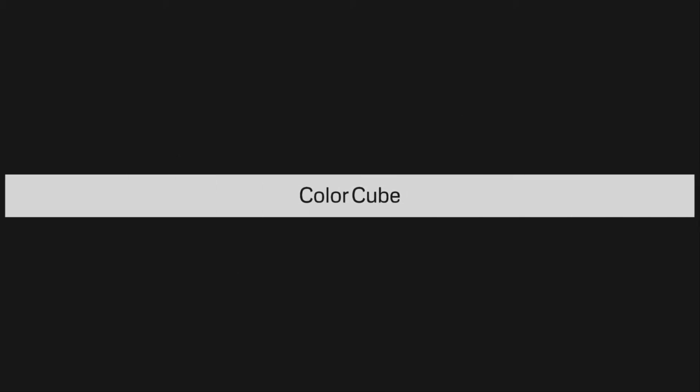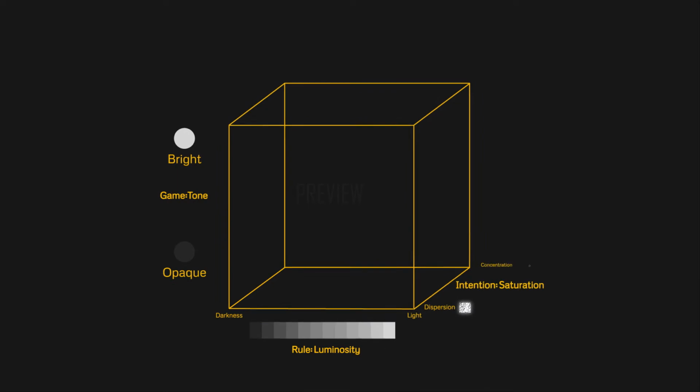The nada is the color black, the absence of color. On the opposite side, white is the combination of all colors. Black is chaos, white is order. Color cube: bright, game, tone, concentration, intention, saturation, opaque, darkness, light, dispersion, rule, luminosity.